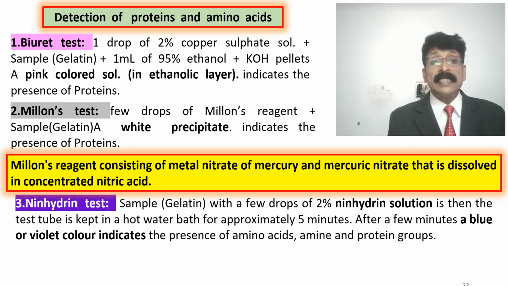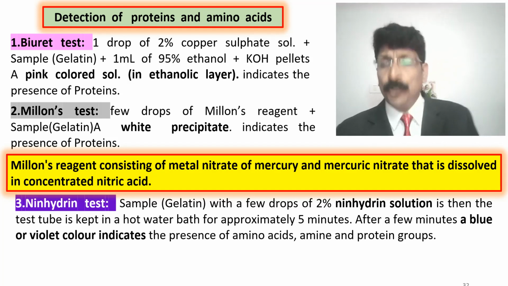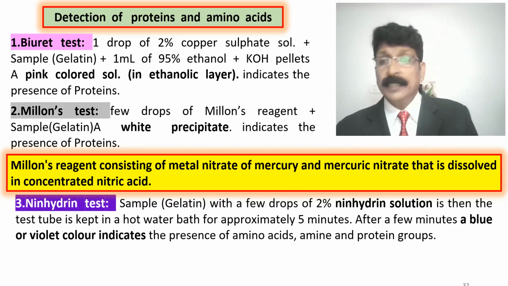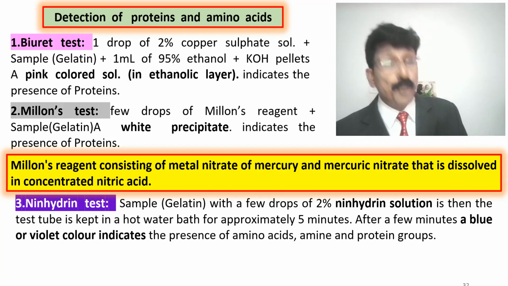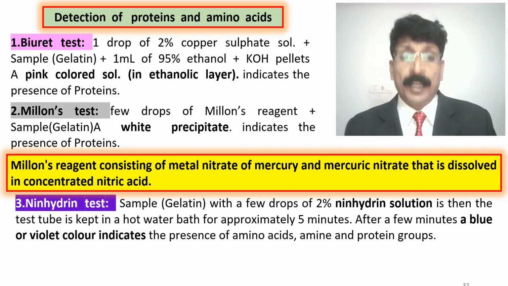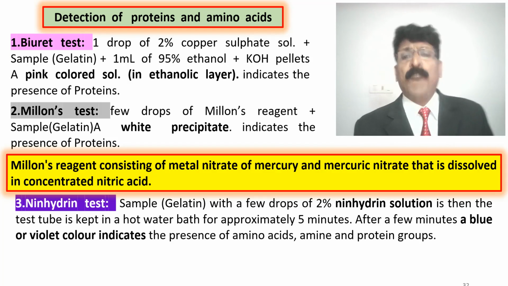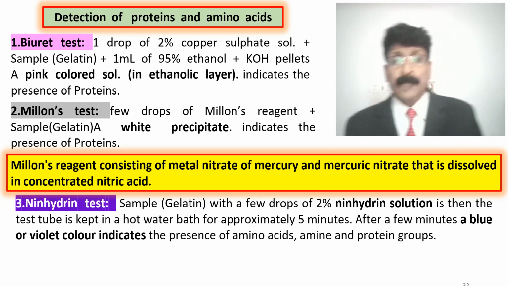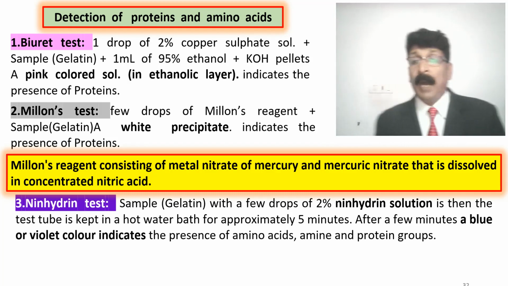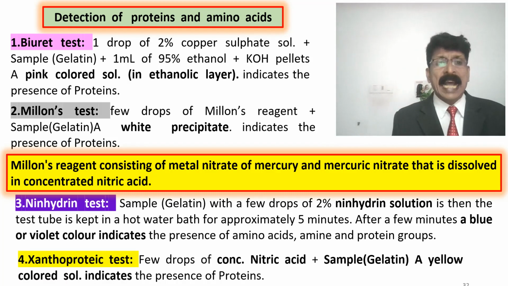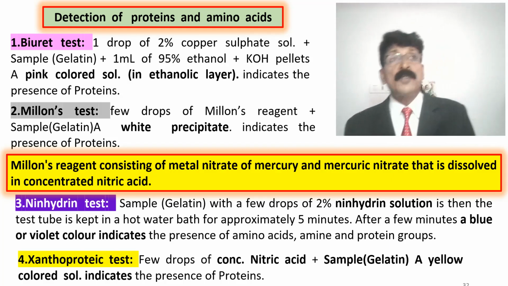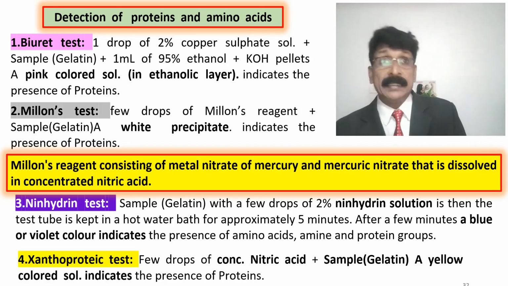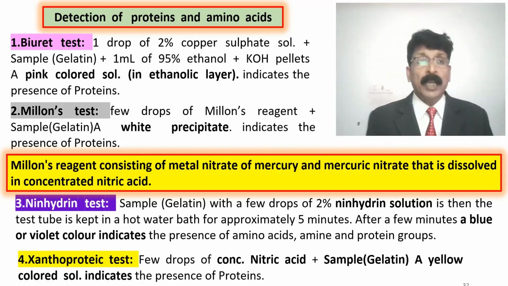Ninhydrin test: a sample of gelatin with a few drops of 2% ninhydrin solution, then the test tube is kept in a hot water bath for approximately 5 minutes. After a few minutes, a blue or violet color indicates the presence of amino acid, amine and protein groups. Xanthoproteic test: a few drops of concentrated nitric acid plus sample gelatin; a yellow colored solution indicates the presence of protein.